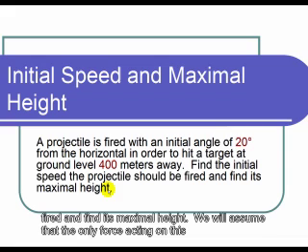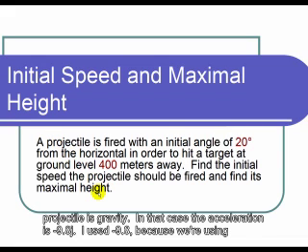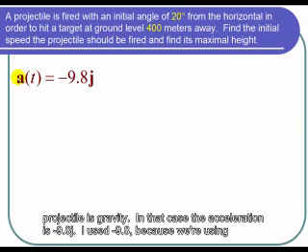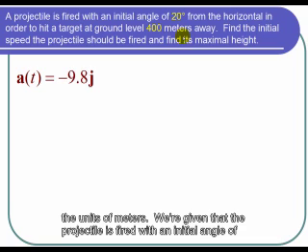So we will assume that the only force acting on this projectile is gravity. And in that case, the acceleration is negative 9.8 times j. I use negative 9.8 because we're using the units of meters.